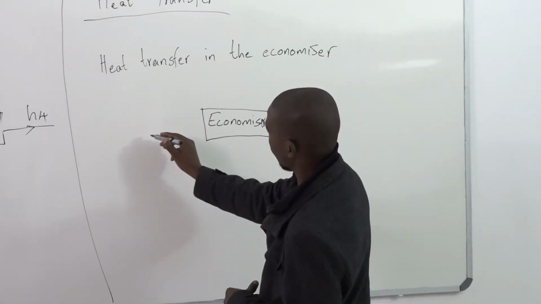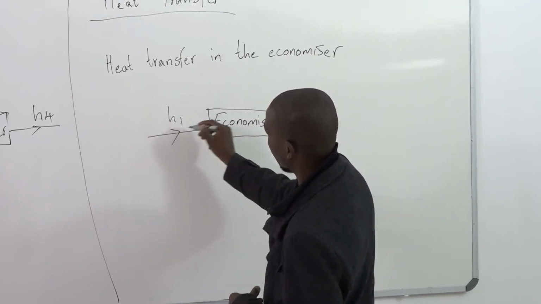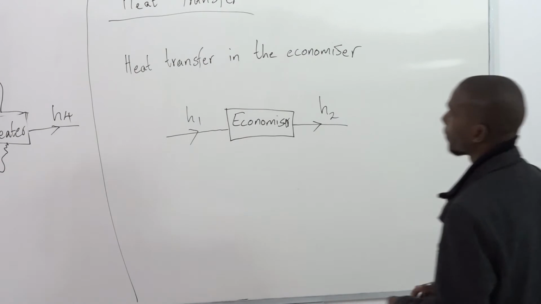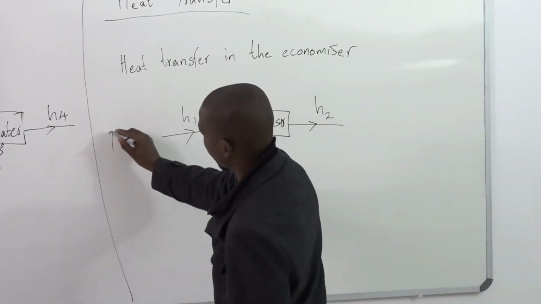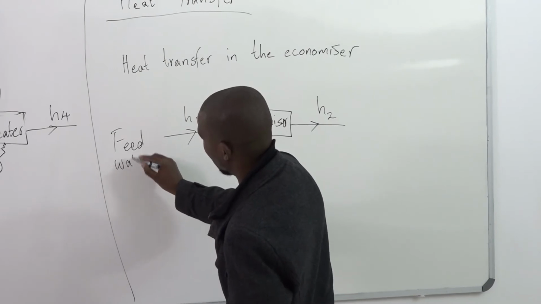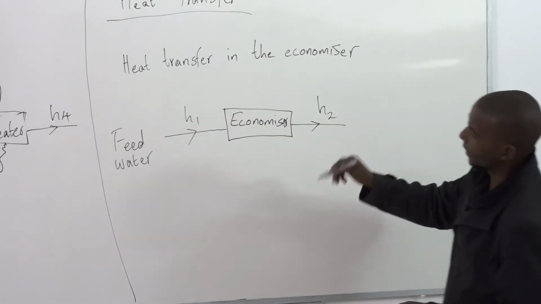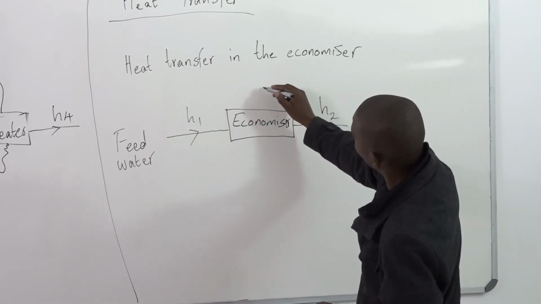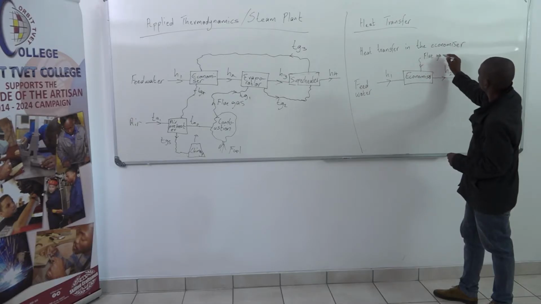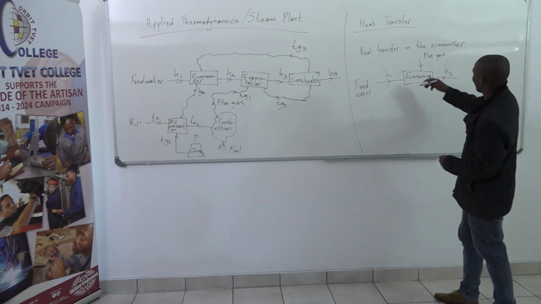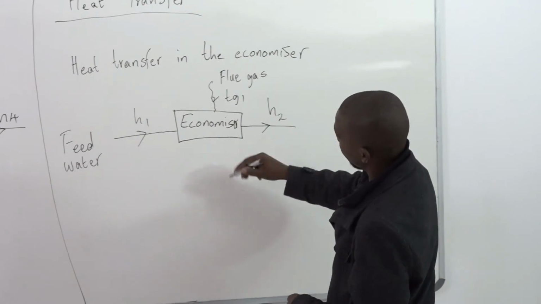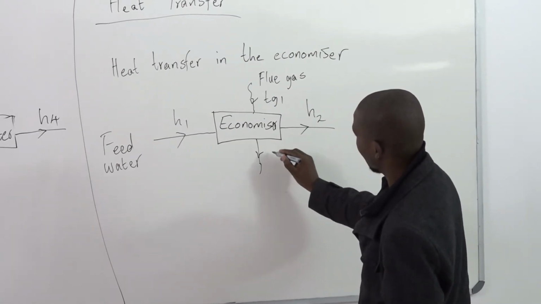Feed water enters the economizer at an enthalpy H1, and then it leaves the economizer with an enthalpy H2. How does this feed water gain energy? There's heat transfer between the feed water and the flue gases entering the economizer. We'll be having our flue gas entering the economizer at a temperature, say for instance, TG1. And then its temperature drops to a lower temperature, TG2.